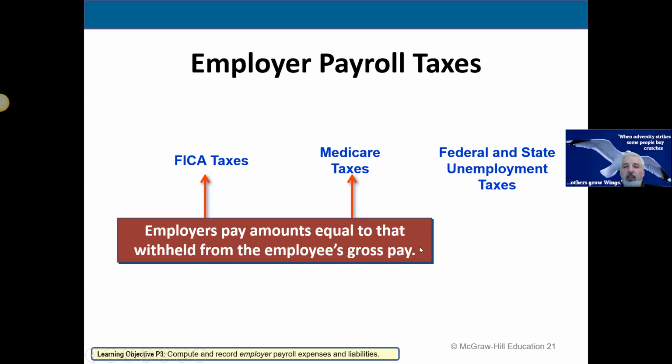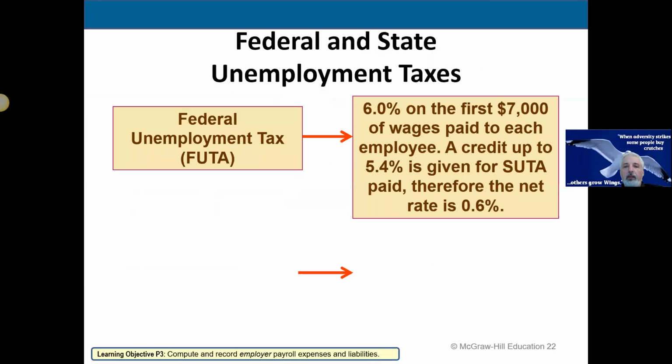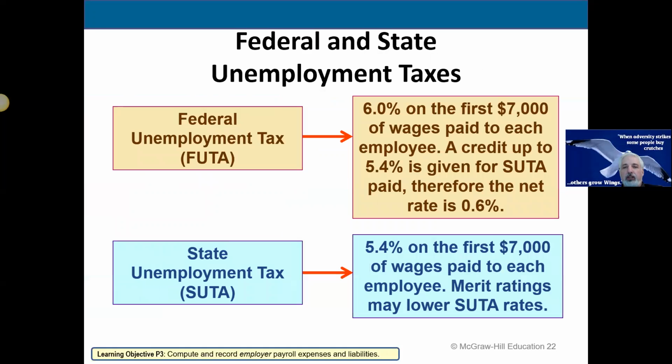There's also federal and state unemployment taxes. FUTA, federal unemployment, and SUTA, state unemployment. So if you're laid off, you can collect paychecks for 3 to 6 months. Then the way they calculate, 6% of the first 7,000 of wages, and credits given up to 5.4%. So the net rate, 0.6% on the first 7,000 is federal, and then 5.4% of the first 7,000 is state.